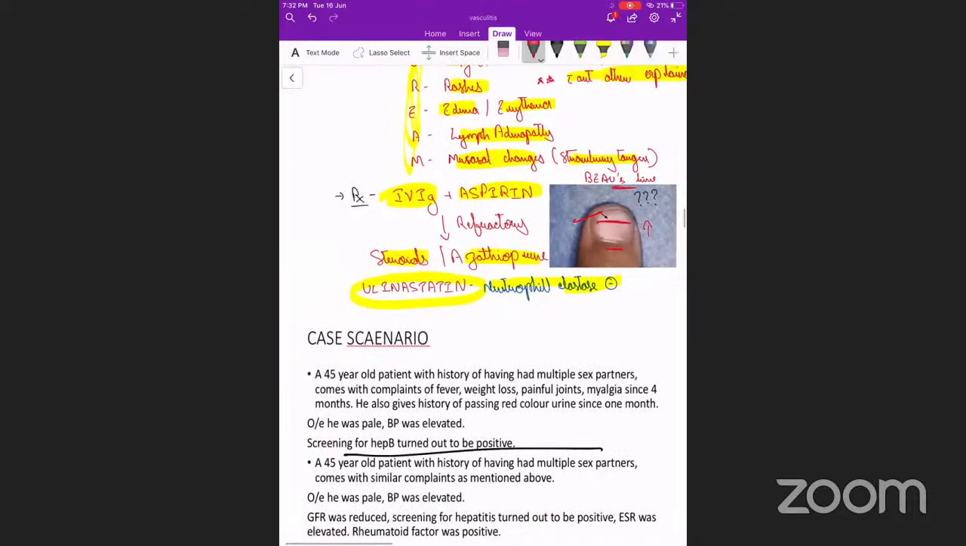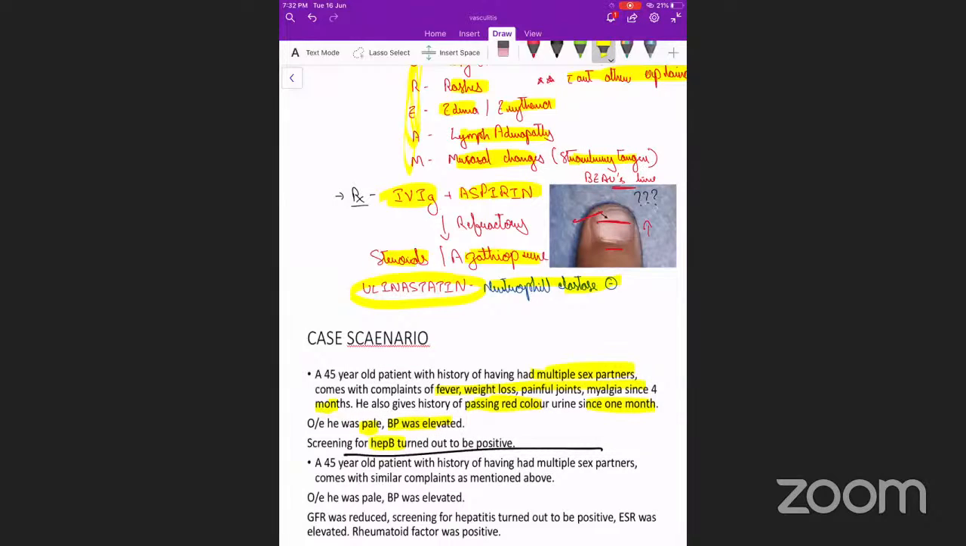Again, two cases we have. One is a 45-year-old patient with history of having had multiple sex partners, comes with complaints of all these things since 4 months. He gives history of passing red color urine. Hematuria is present since 1 month as well. On examination, he was pale, BP was elevated. Screening for hepatitis B turned out to be positive.